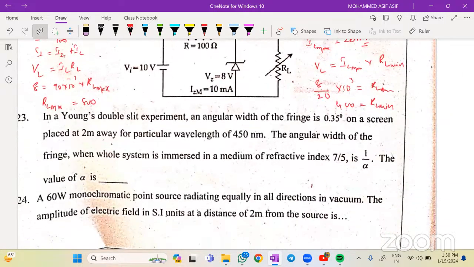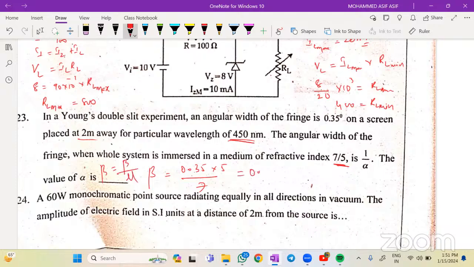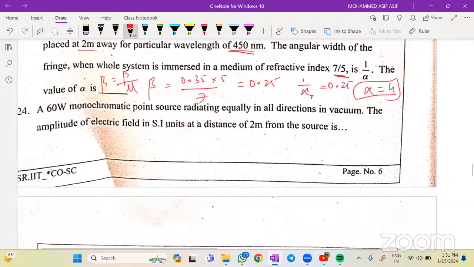23. In Young's double slit experiment, an angular width of fringe is 0.35 degree on a screen placed 2 meters away for a particular wavelength of 450 nanometer. The angular width of the fringe when the whole system is immersed in a medium of refractive index 5 by 7. So beta value will be equal to 0.35 degrees into 5 by 7, the refractive index. So beta divided by mu, that is 5 by 7 times 0.35. That is 0.25. So beta value is given as 1 by alpha, that is equal to 0.25. So what is the value of alpha? Obviously 4. Direct question.